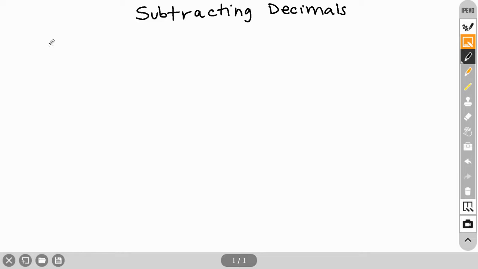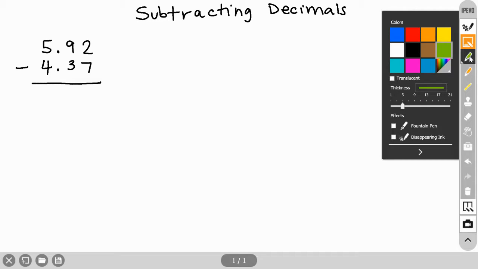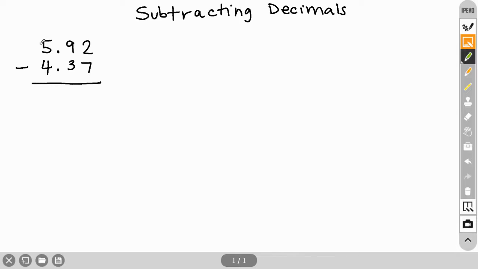Okay, so first example we are going to do is 5.92 take away 4.37. First thing we need to make sure is that the numbers are indeed lined up properly. The ones with the ones, the decimal point with the decimal point, the tenths with the tenths, and the hundredths with the hundredths. This is easy to do if you're careful, if you're not rushing, and it's going to make a big difference whether or not you get the right answer.